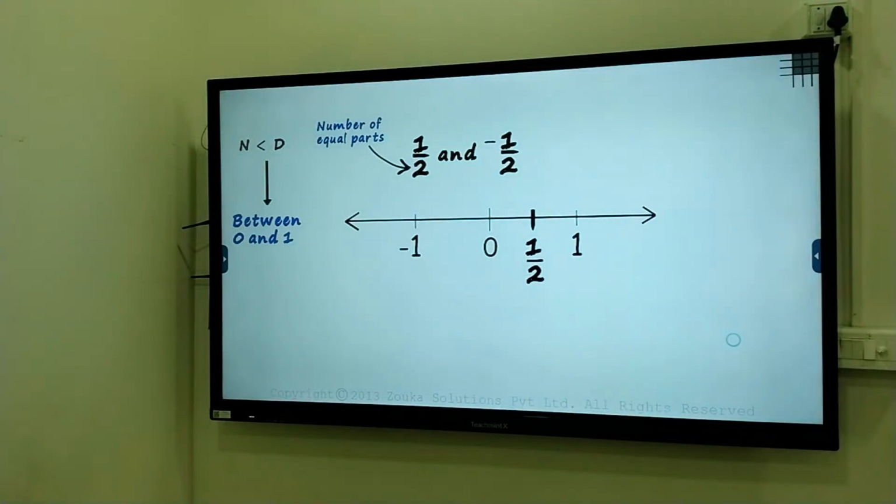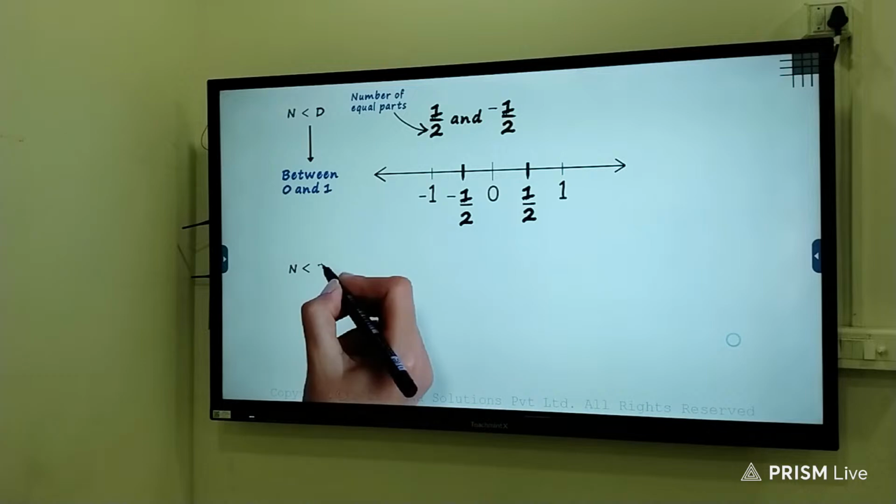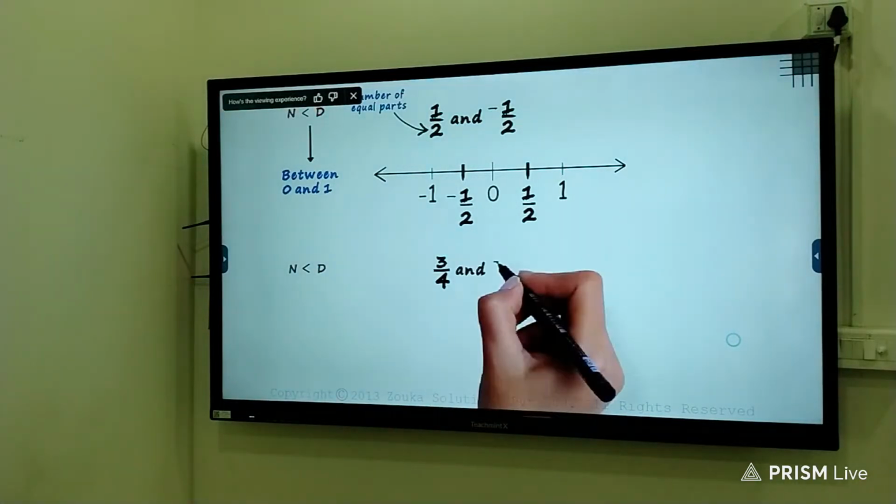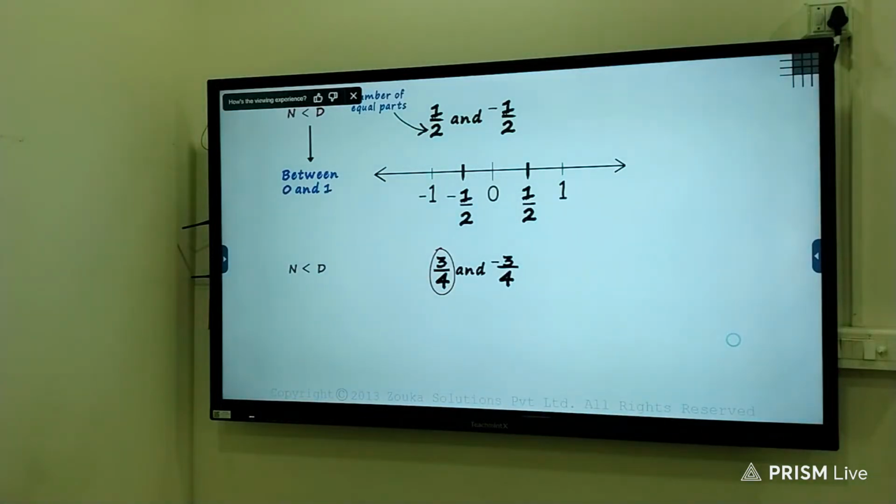We can use the same procedure to mark minus 1 by 2 on the left side of 0. Divide it into 2 parts and mark minus 1 by 2, 1 part away from 0. Just as integers have corresponding values, rational numbers too have corresponding values. In our example, minus 1 by 2 corresponds to 1 by 2. Let us look at another example where the numerator is less than the denominator. We have to plot 3 by 4 and minus 3 by 4. Let us plot 3 by 4 first.